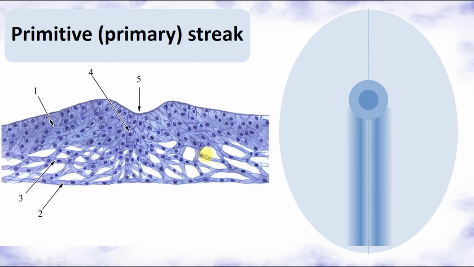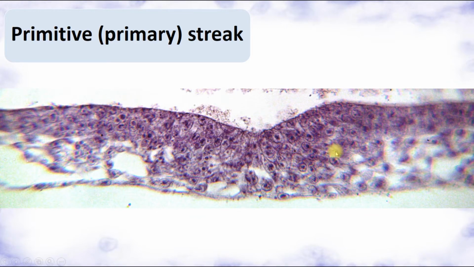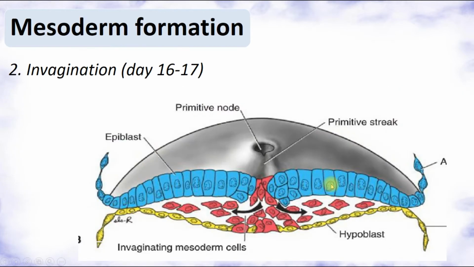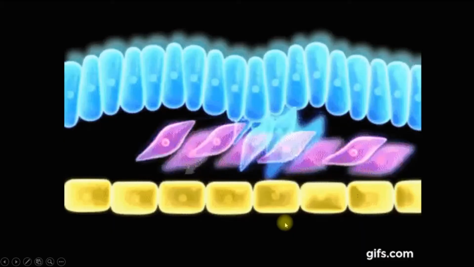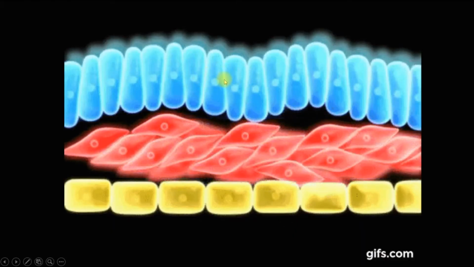So let's look at how it will happen. Here we can see a microphotograph of this streak. It's ectoderm, it's endoderm, it's the groove, and cells are falling into this region and they fill the space between ectoderm and endoderm. Here we can see ectoderm and endoderm, and cells inside the groove fall into this space and they form mesoderm. Here we can see ectoderm, endoderm, and cells from the ectoderm fill this space and they form mesoderm. It's how mesoderm is developed.